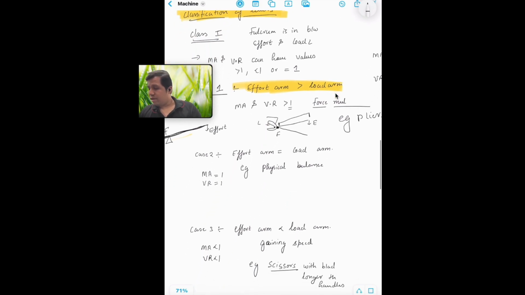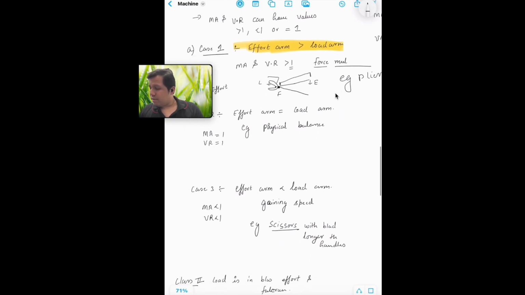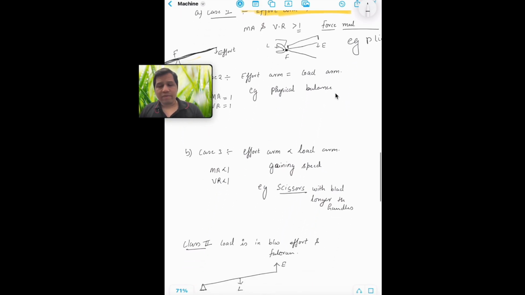Now come to case 3. So this was your case 2. Let's come to case 3. For case 3, what if your fulcrum is placed near the effort arm, the effort point?